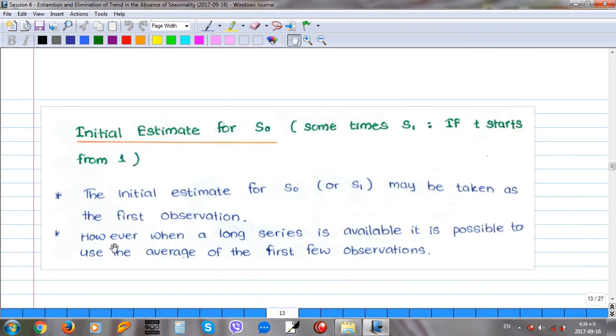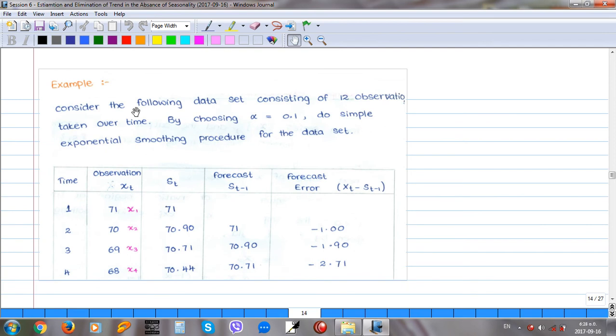However, when a long series is available, it is possible to use the average of the first few observations. If a long series is available, you have to use the initial estimate as the average of the first few terms. In this example, consider the following data set consisting of 12 observations taken over time.